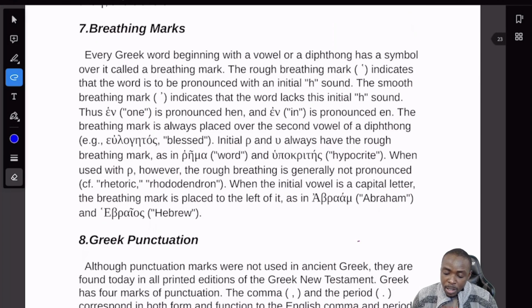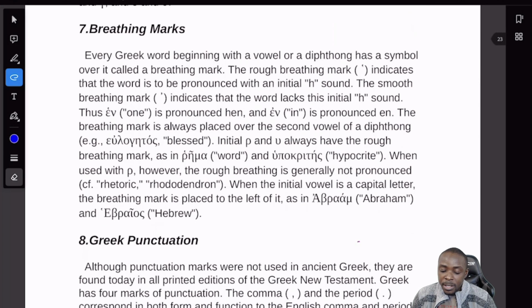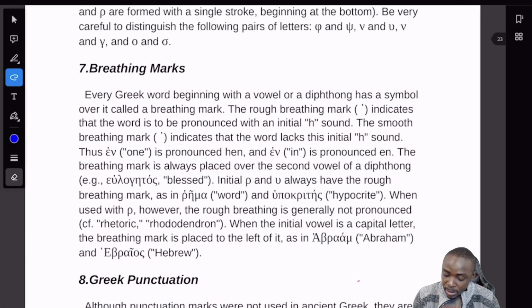In this section, since the first one is short, I just want to talk about breathing marks. Every Greek word beginning with a vowel or a diphthong has a symbol over it called a breathing mark. The rough breathing mark is like an open quotation mark. That's the rough breathing mark. It indicates that the word is to be pronounced with the initial sound H. The smooth breathing mark, which is like the closed quotation mark, indicates that the word lacks the initial H sound. So there is no H.